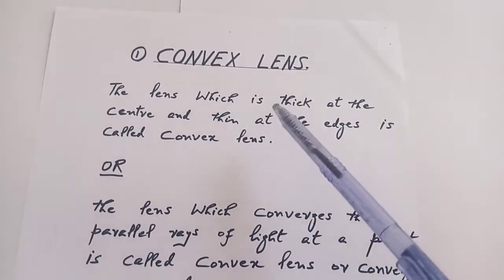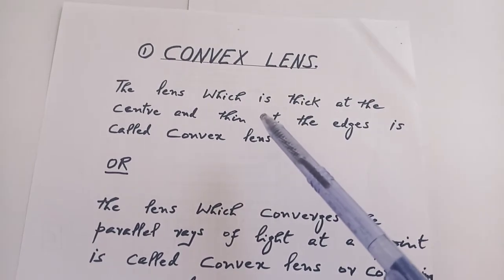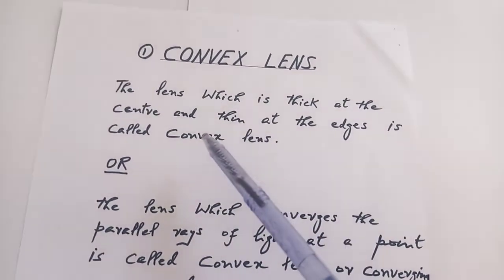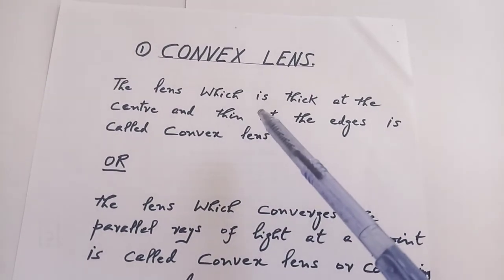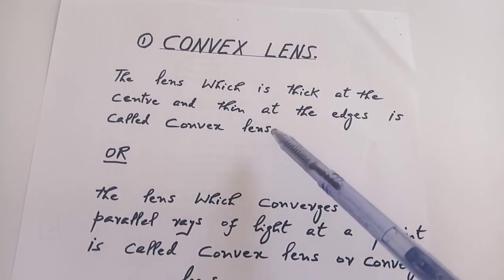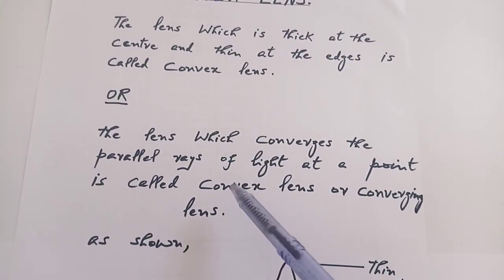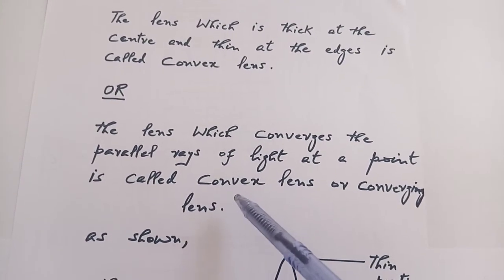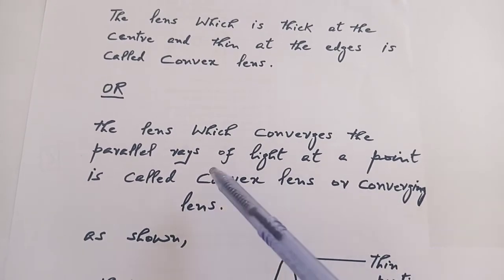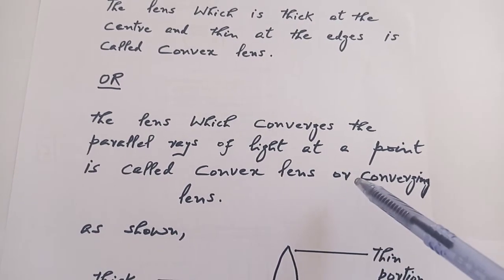Now, number one, what is a convex lens? The lens which is thick at the center and thin at the edges is called a convex lens. Or the second definition: the lens which converges the parallel rays of light at a point is called a convex lens or converging lens.